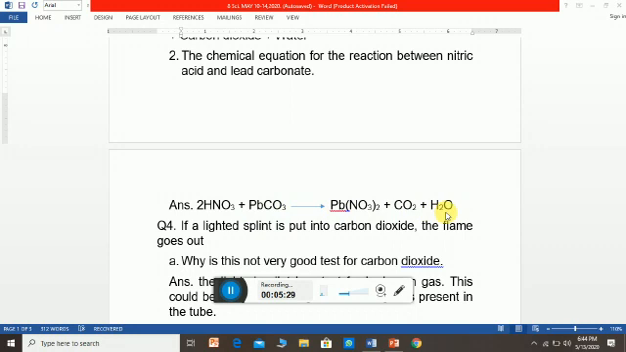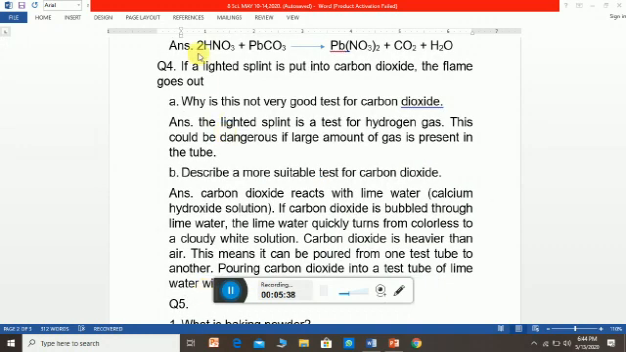Now the fourth question: if a lighted splint is put into carbon dioxide, the flame goes out. If you remember, the lighted splint is not a good test for carbon dioxide. It is the test for hydrogen gas. Carbon dioxide puts out the flame, so that's why this is not used for carbon dioxide. The lighted splint is a test for hydrogen gas.